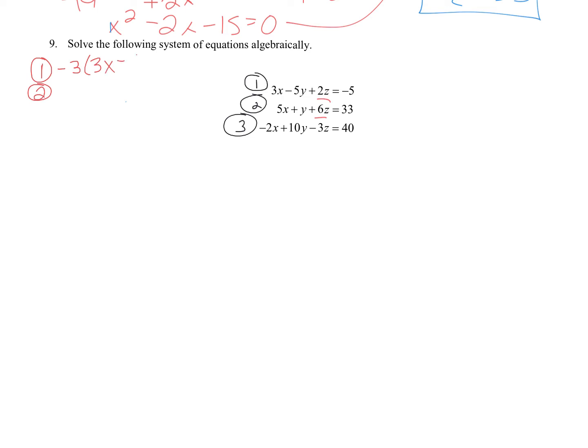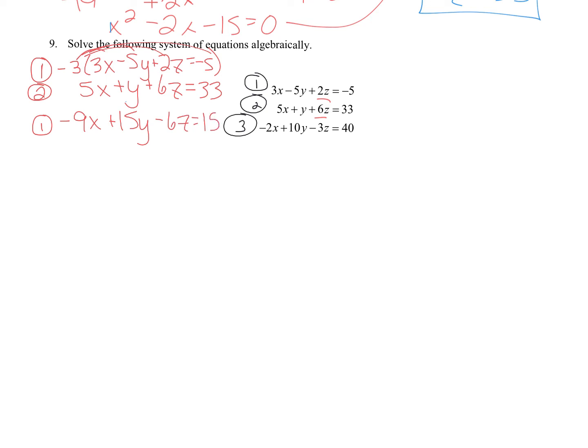So 3x minus 5y plus 2z, we have to multiply both sides by the negative 3. Equation 2 doesn't need any change because it already has the positive 6z. So we'll distribute down the line, and that's going to give me my new equation 1 as negative 9x plus 15y minus 6z equals positive 15. And this one is 5x plus 1y, I'm just going to write the 1 in there, plus 6z equals 33. So I'm just recopying equation 2.